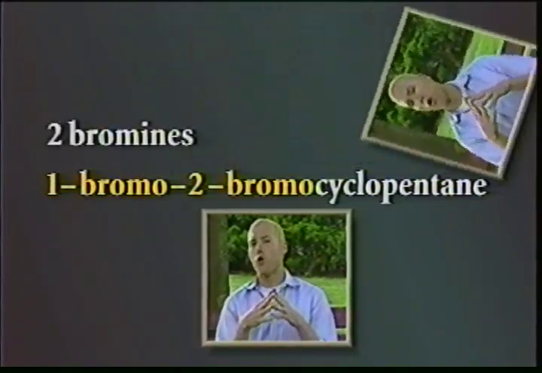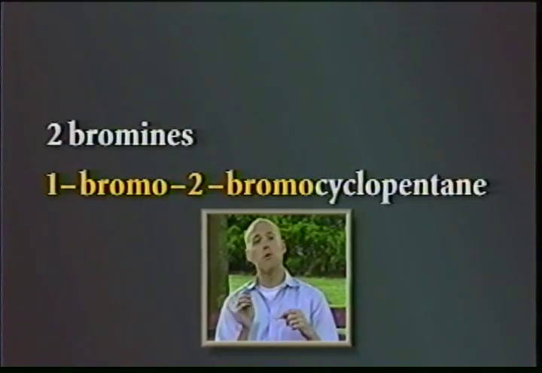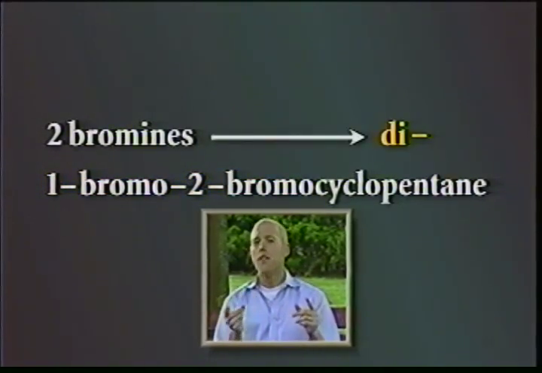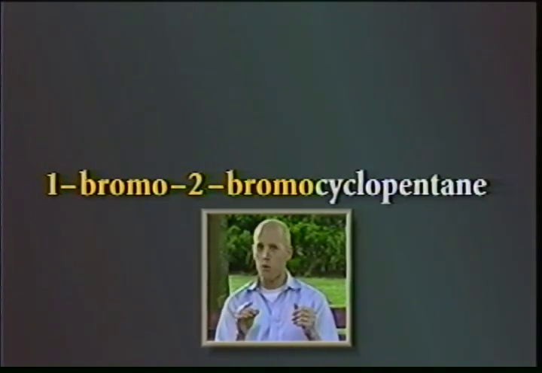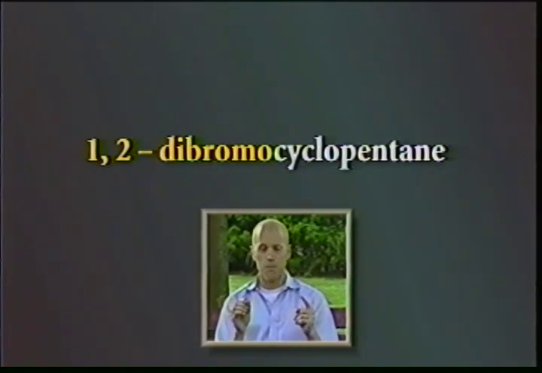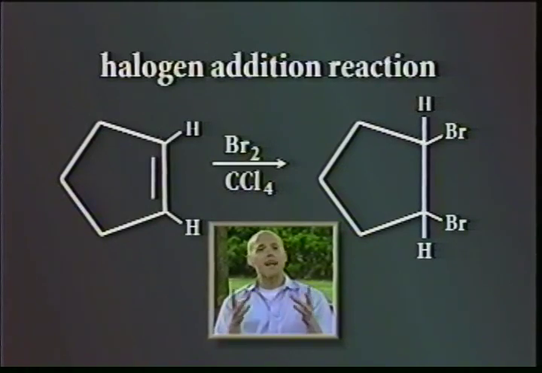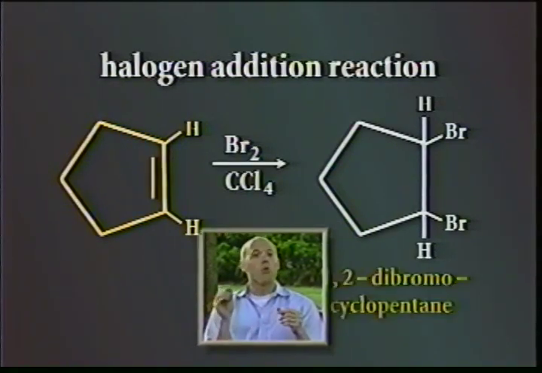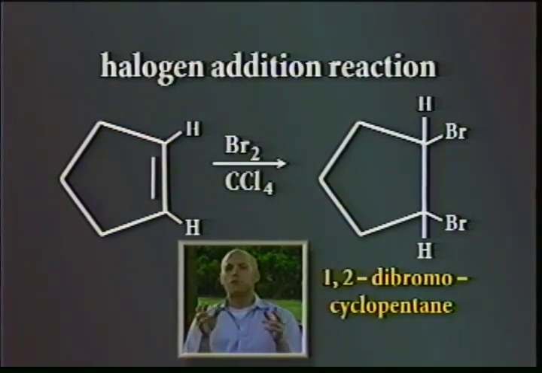You see, there are 2 bromines, and we can indicate this by using the prefix di. The 1-bromo-2-bromo part of the name becomes 1,2-dibromo. The name for the product of our halogen addition reaction between bromine, Br2, and cyclopentene is 1,2-dibromocyclopentane.